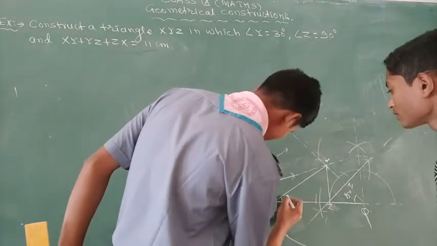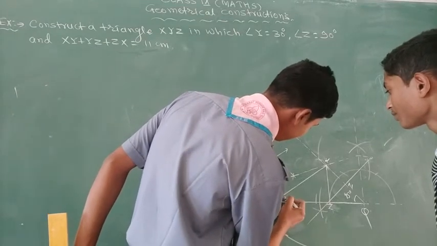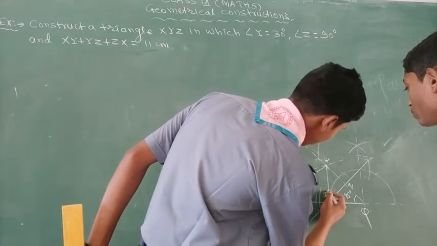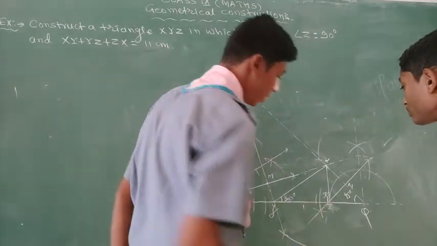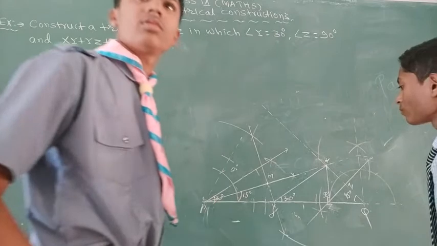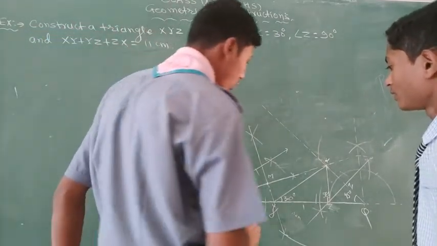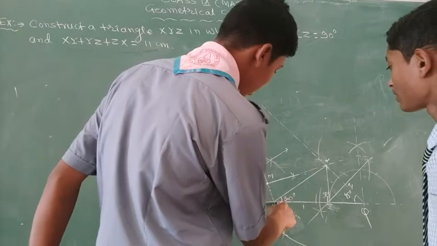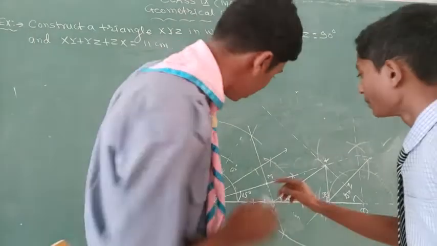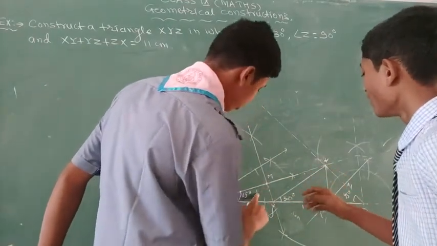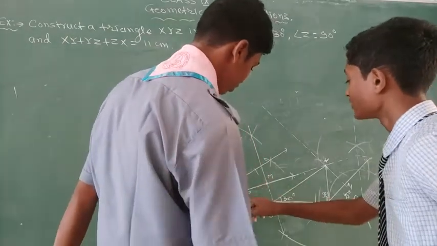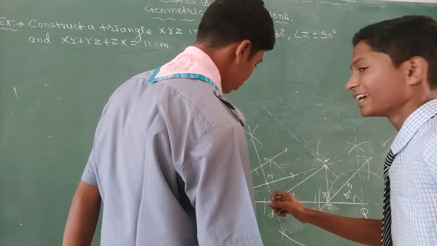This angle will be equal to 30 degrees, this will be equal to 90 degrees, and the sum of these three sides will be equal to 11 cm. This is because, first of all, we have to prove that triangle PMY and triangle XMY are congruent, using the angle-side-angle or side-angle-side congruence rule.